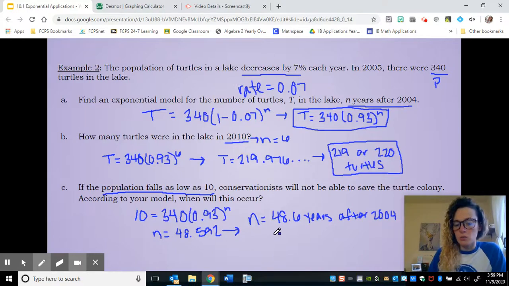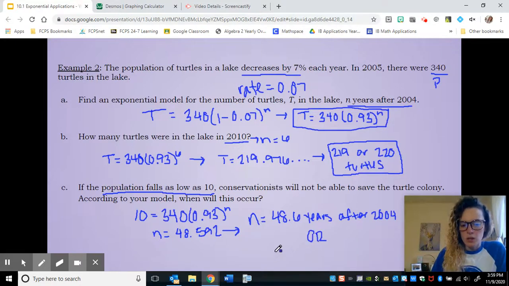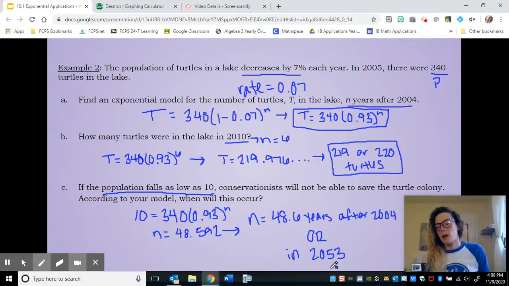And we could also figure out what year is 49 years after 2004. So I could also say in the year 2053 is when it would happen, since that would be 49 years after 2004. Note that if you do write it that way, saying 2052.6 doesn't make any sense. That's not a year. So if you do choose to write it in that capacity, just make sure you round it to the nearest whole number.